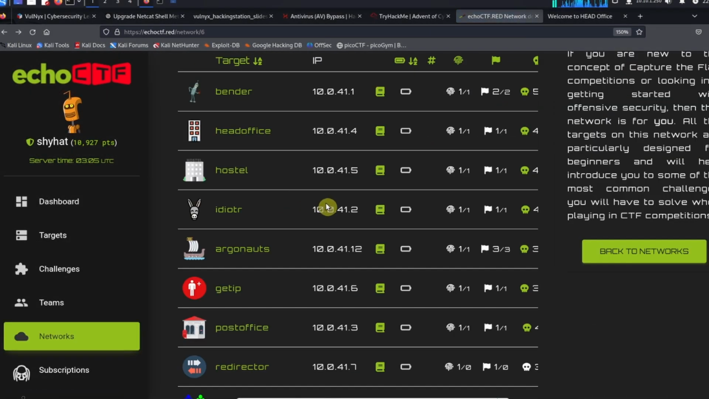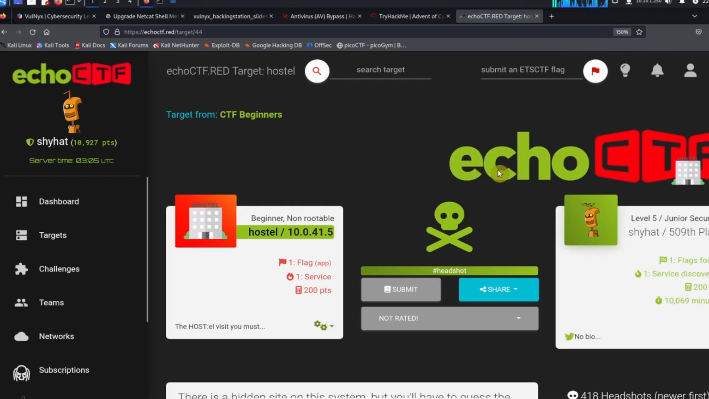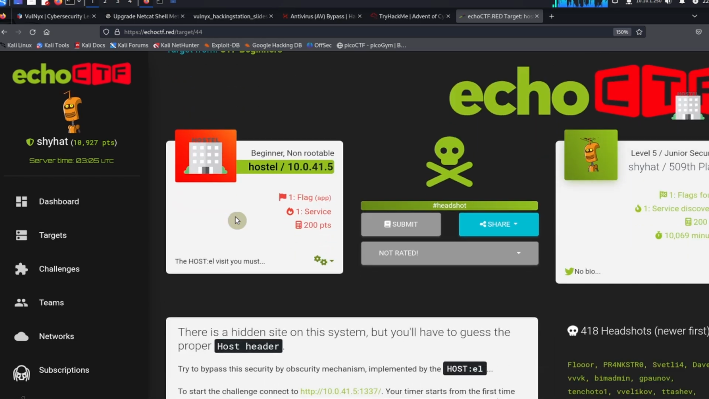And we're going to access the third challenge. The third challenge is called Hostel. So I'm going to click into it, and so this is called Hostel. There's one flag from the application, and there's one service that we need to access.